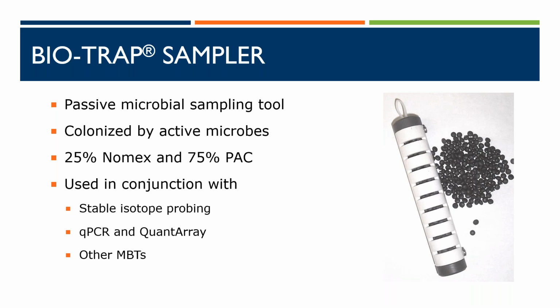The biotrap contains bioset beads, which are composed of 75% powdered activated carbon and 25% Nomex. Nomex is the same material used in fire retardant suits, so it allows us to heat these to very high temperatures, ensuring that they're sterile prior to deployment. The biotraps can be used in conjunction with all of the molecular analyses that we offer, and in fact, stable isotope probing and in situ microcosm studies can only be completed using biotraps.